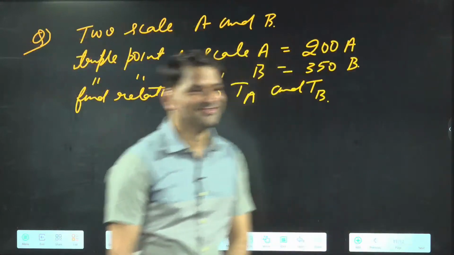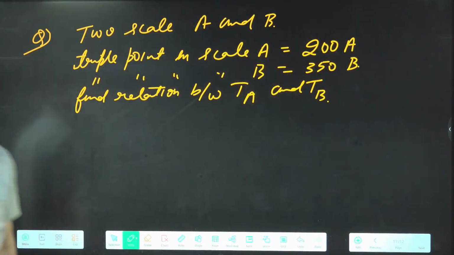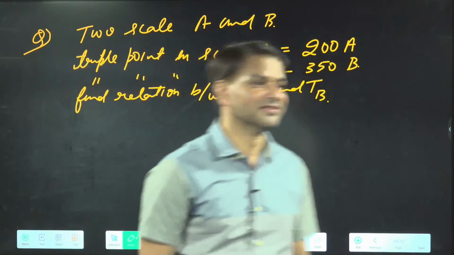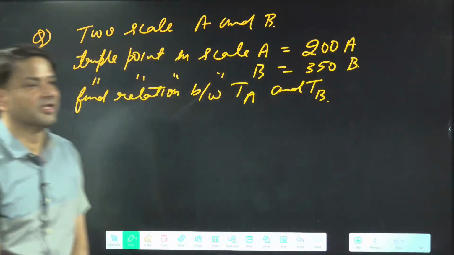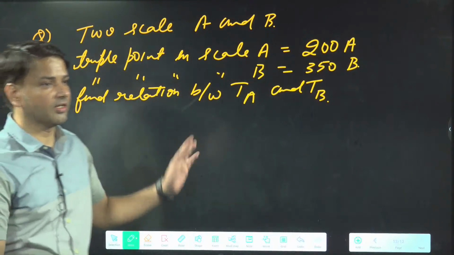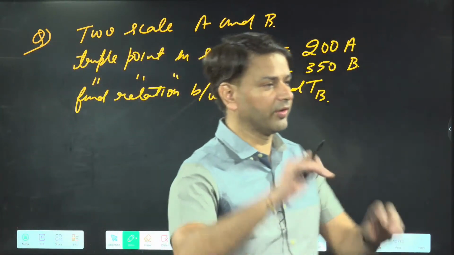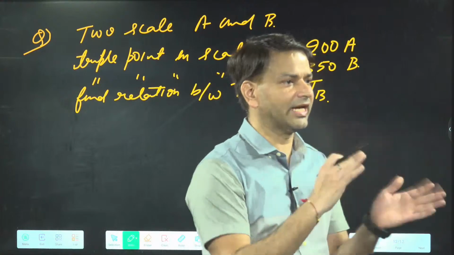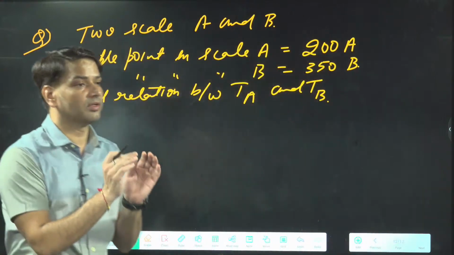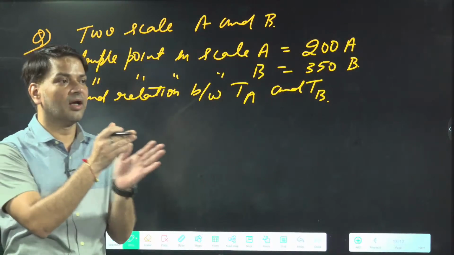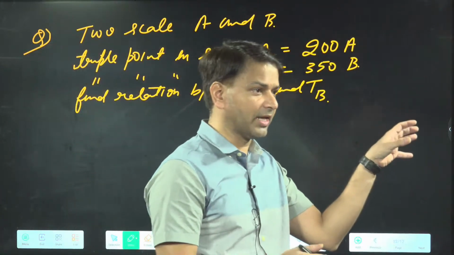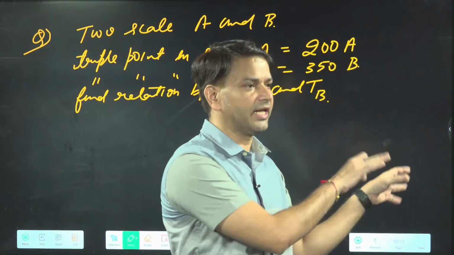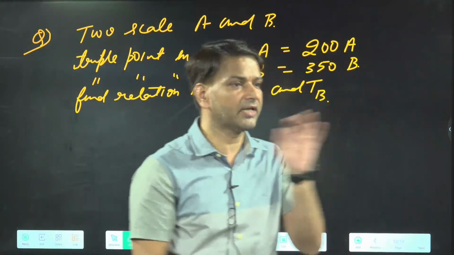Okay. So first you have to start with mathematics. Here they have given this relation and are asking for it, like the C and F relation. Suppose I ask, what do we write? F is equal to 9C by 5 plus 32. Similarly, they are asking what is the temperature relation in scale A and scale B. That is the meaning of TA and TB.